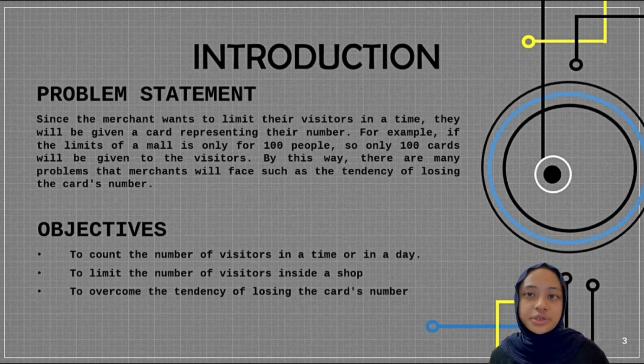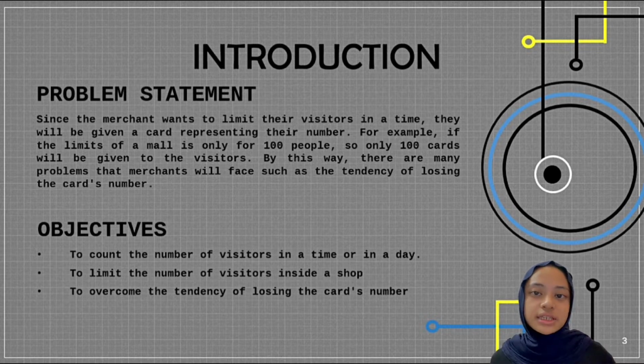In this case, there are 3 objectives that we managed to figure out regarding this project, which are: first, to count the number of visitors in a time or in a day; second, to limit the number of visitors automatically; and last but not least, to overcome the tendency of losing the number card.